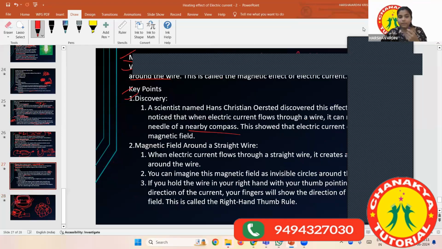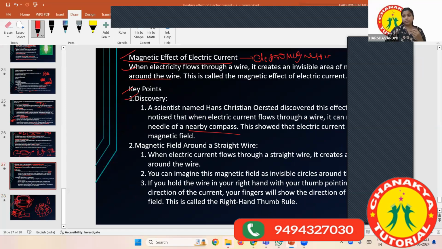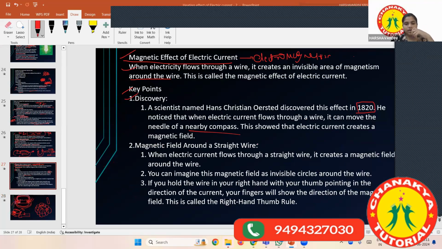Okay, then everybody please note it down. It's a very good thing, a very interesting fact that everybody should know. Magnetic field around a straight line. Till now we were talking about Earth's magnetism. Now, magnetic field around a straight line.